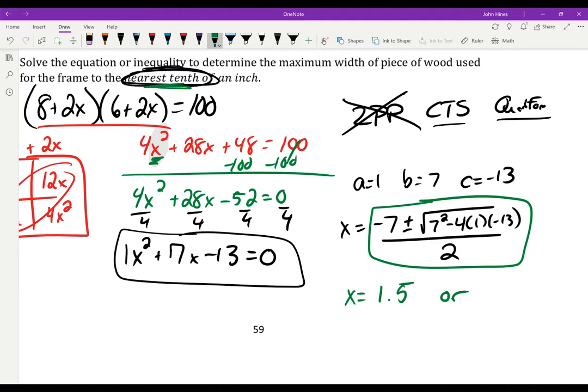Or I've got to do it again, but with a negative. I got 1.5249378. It was some crazy irrational number, so I rounded it. Or negative 8.5 is my other choice.